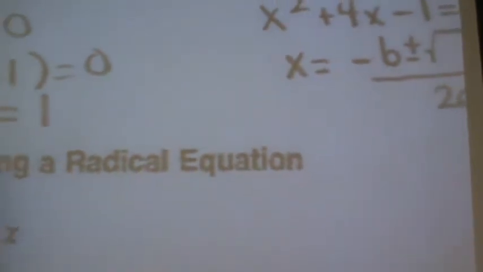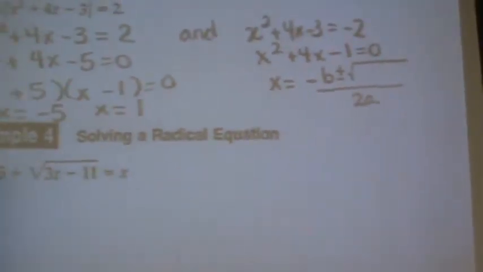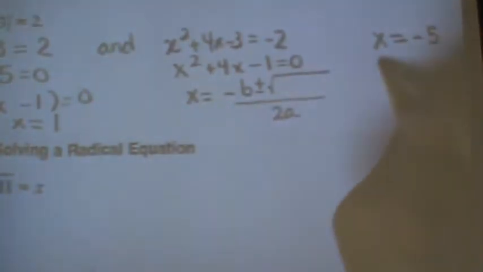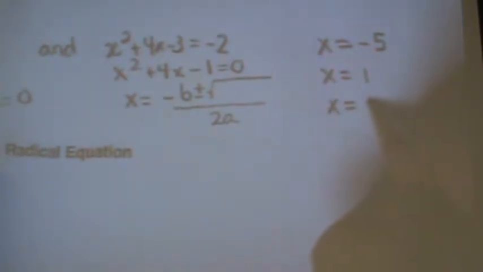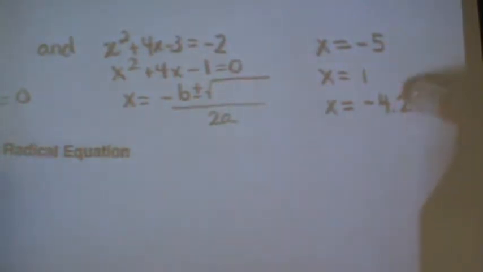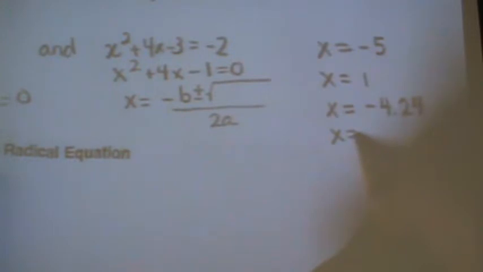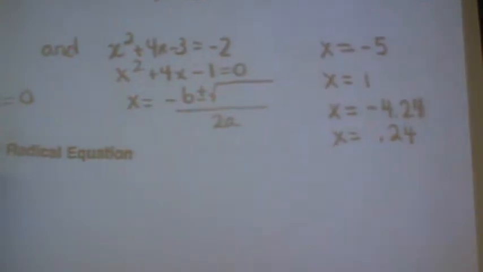Anyone have them yet? So what are the 4 answers? -5, 1, and then what else? -4.2 what? 3? Or 4? Okay, and what's the other one? What's the other one? 0.24. Sounds good. Next one.